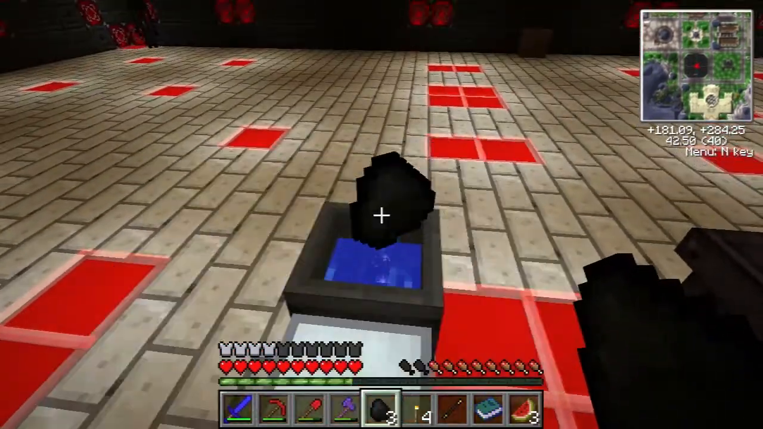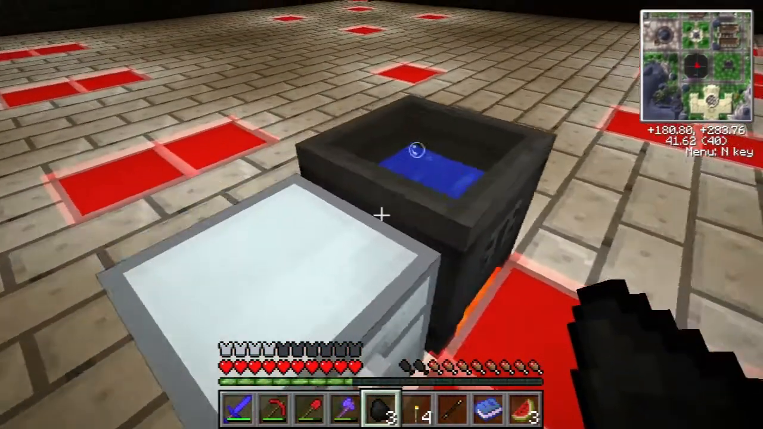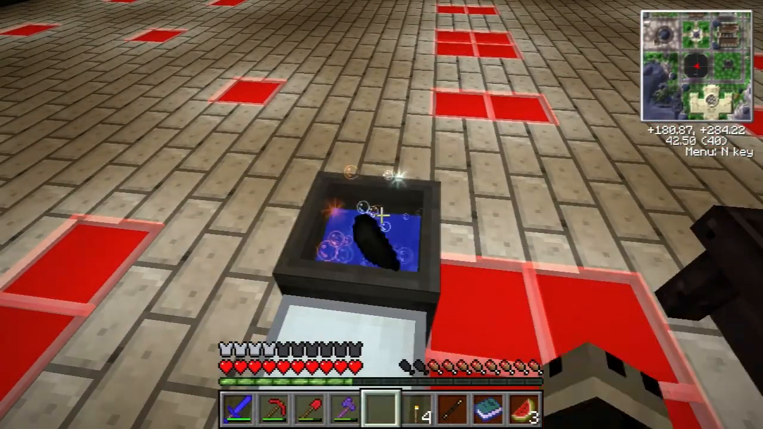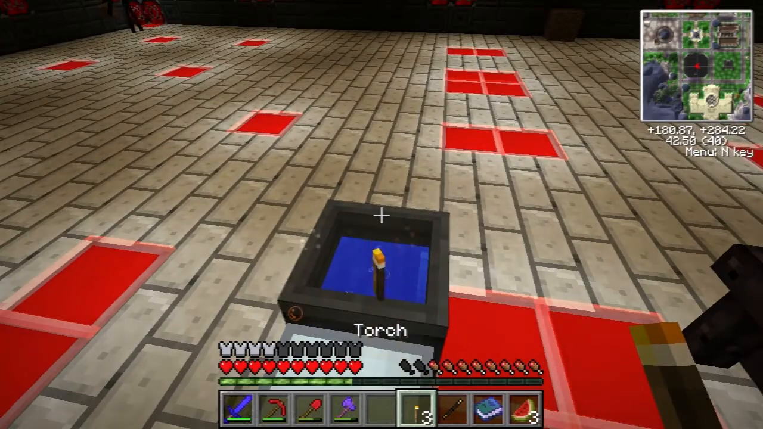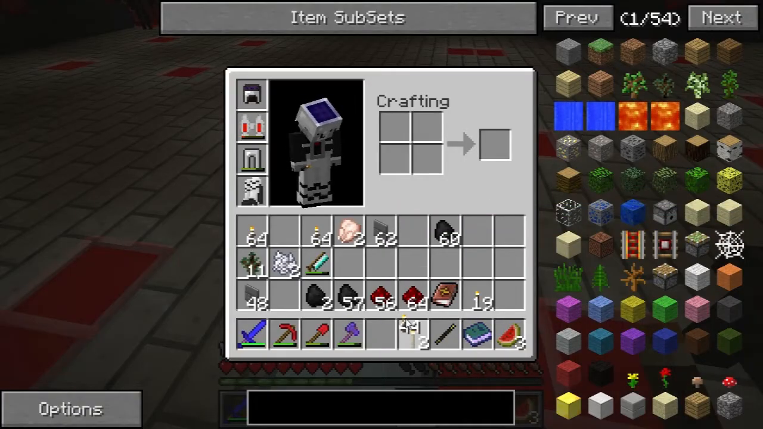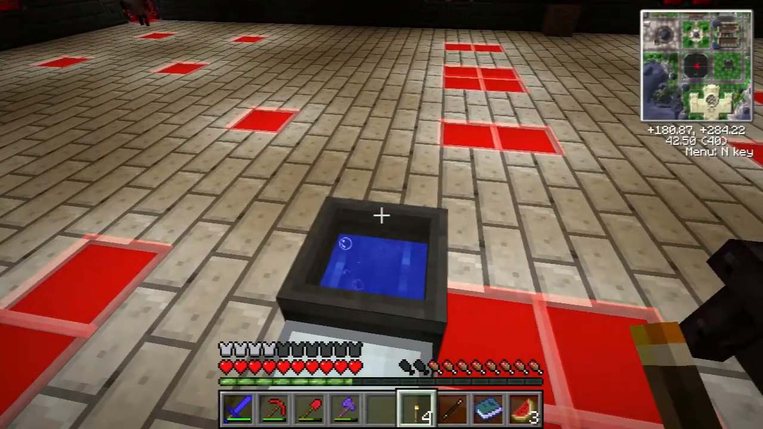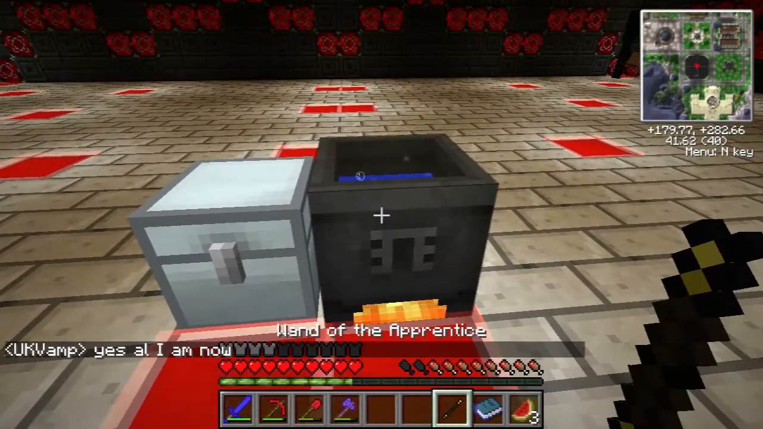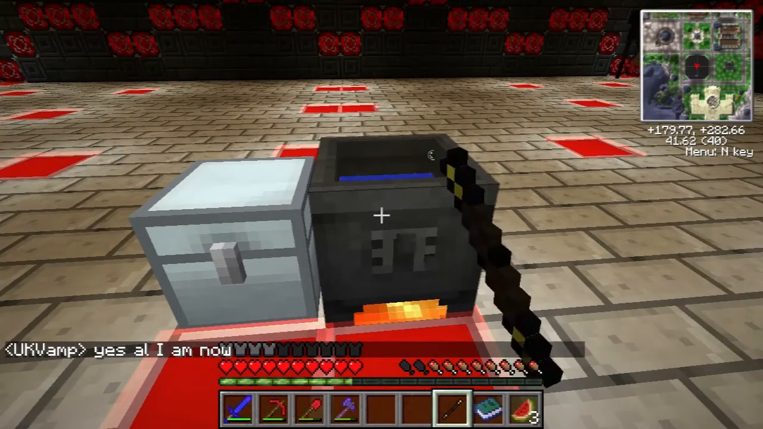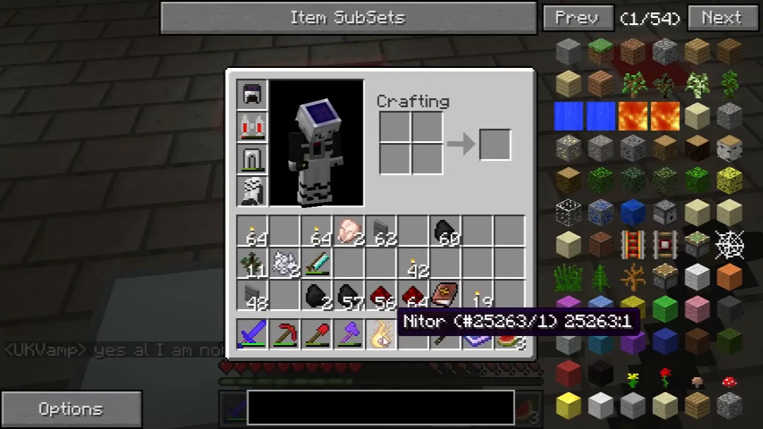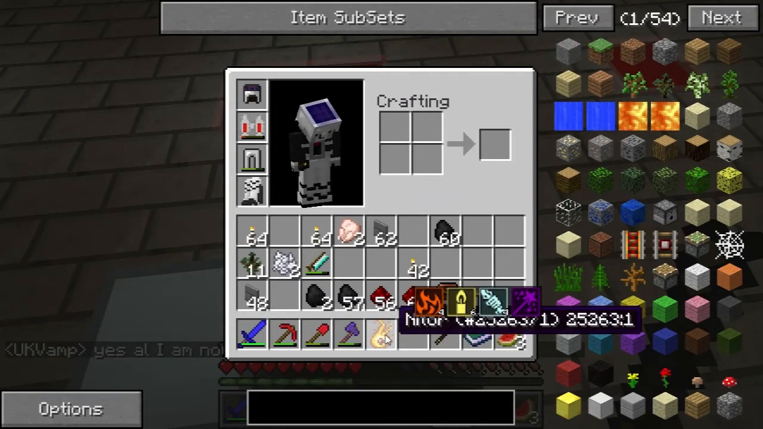Doesn't look like it's accepting anything yet. Wait, no. Okay, I think I put twice the amount I needed in there, so I'll just do that. And burp. I only got 1 piece of Nitor. I thought I put enough in there for 2.